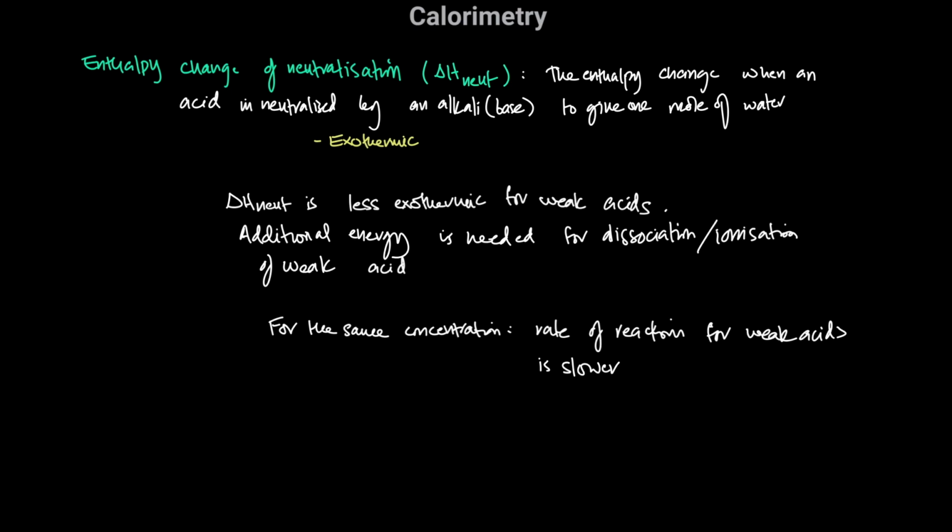Obviously, concentration is being kept constant because we want to compare what effect strength has, right? If we vary the concentration, that concentration will also have an effect on the rate, right? We don't want to do that. We just want to determine the effect of acid strength on rate and not the effect of concentration. So we control the concentration.